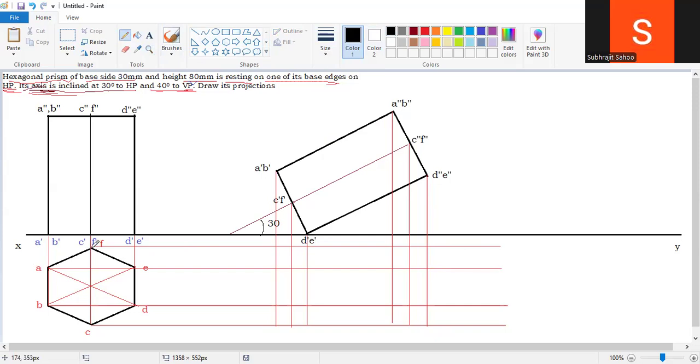The intersection points are on the F line. This is my F line. Here the intersection point came. Sir, A line, this is my A line. Here the intersection point came. Sir, again this is the E line and here the E line. Here the intersection point came. Right? Same way here F double dash, A double dash and E double dash.